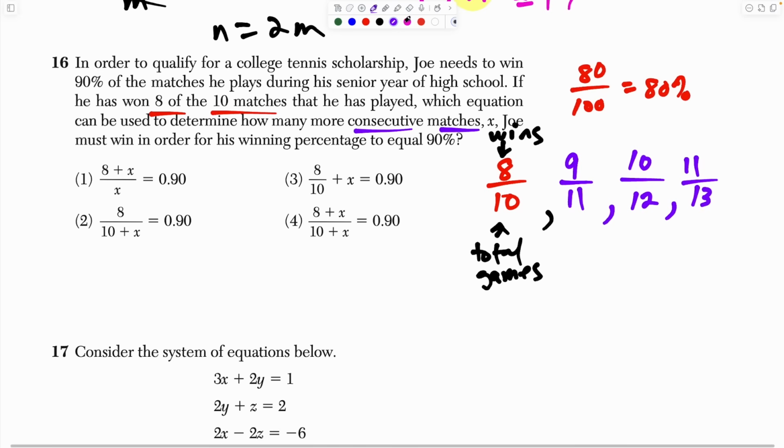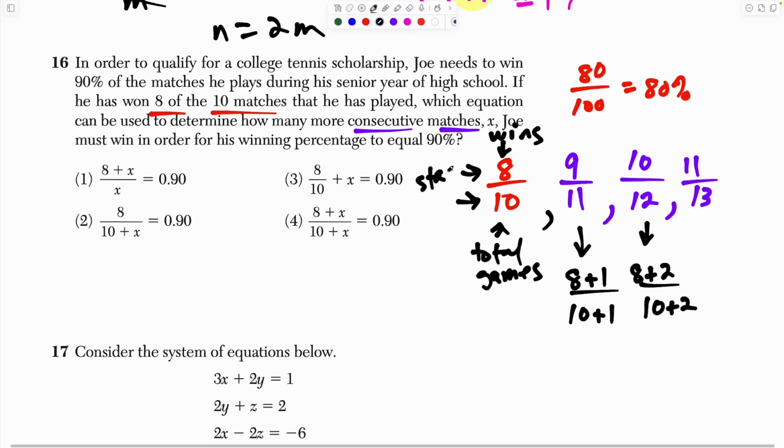So what we should notice here is that any one of these, like let's say this one, I could express as 8 plus 1 over 10 plus 1. Like the next game that Joe plays, he wins that one extra game. And then in this scenario, starting from 8 over 10, the next 2 games he plays, he wins both of them. So that's 8 plus 2 wins over 10 plus 2 games total. Because these are the starting amounts, and then everything is going from there.